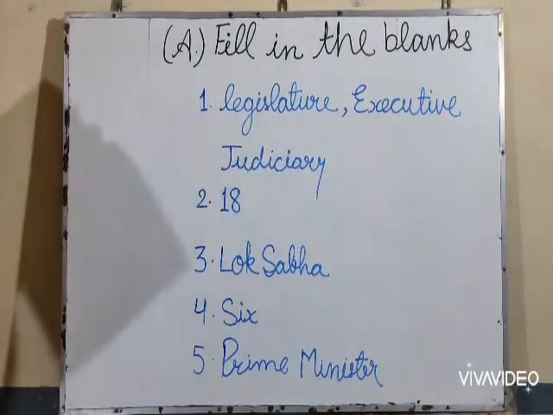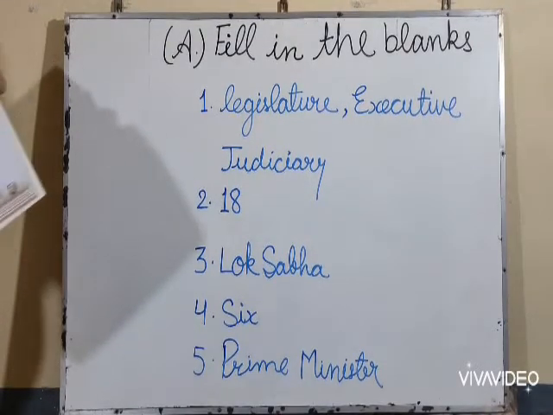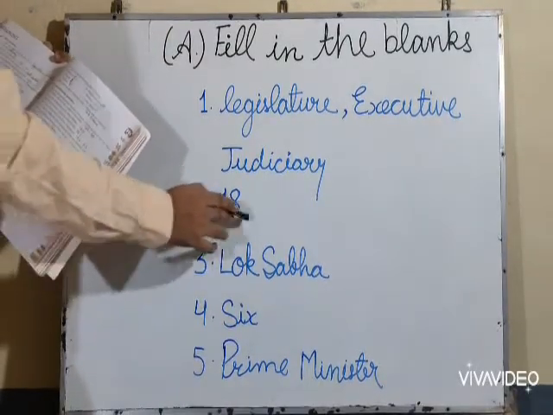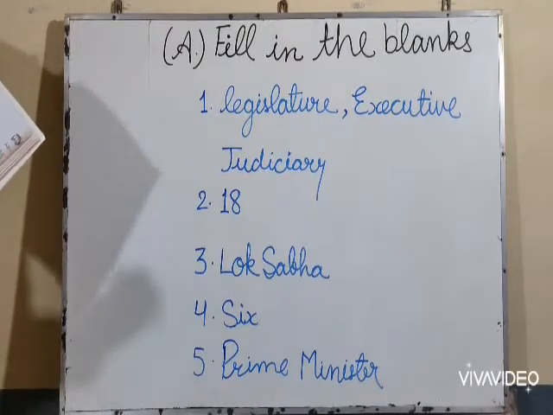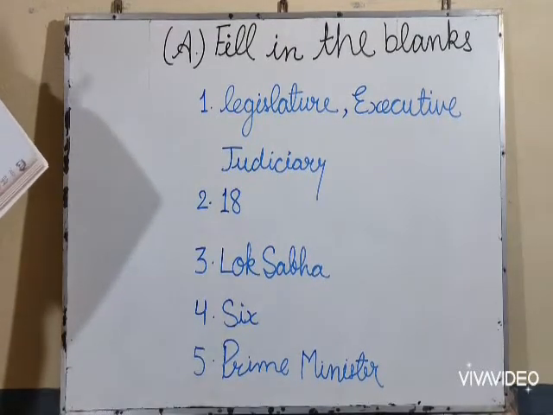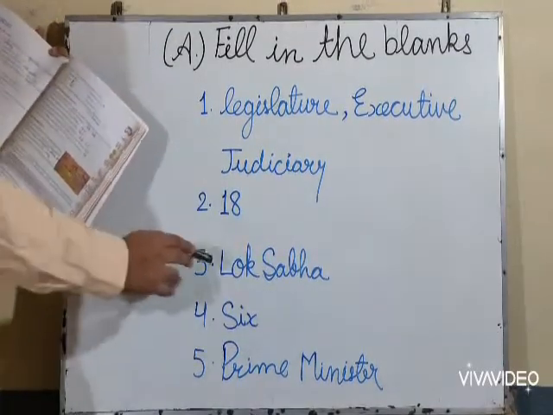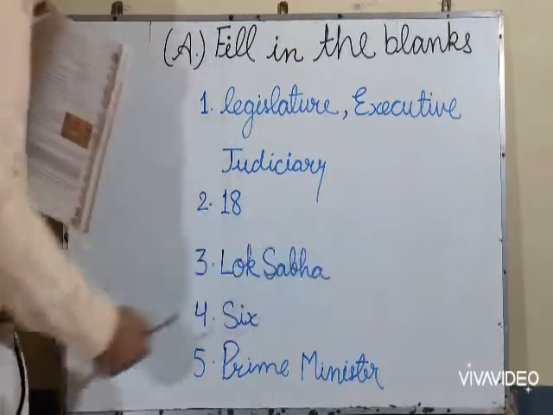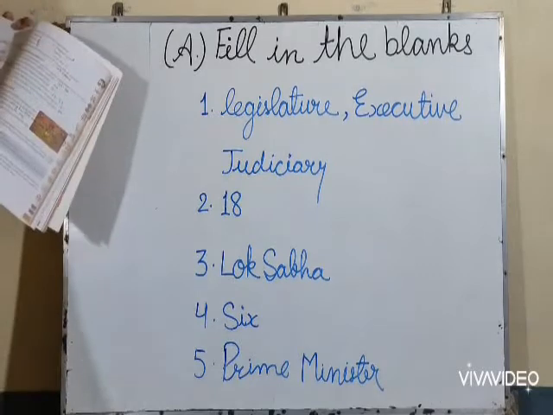Now filling the blanks number 2. Currently, the voting age is 18 years. Now third, the council of ministers is responsible to the Lok Sabha. Answer number 3 in filling the blanks is the Lok Sabha.